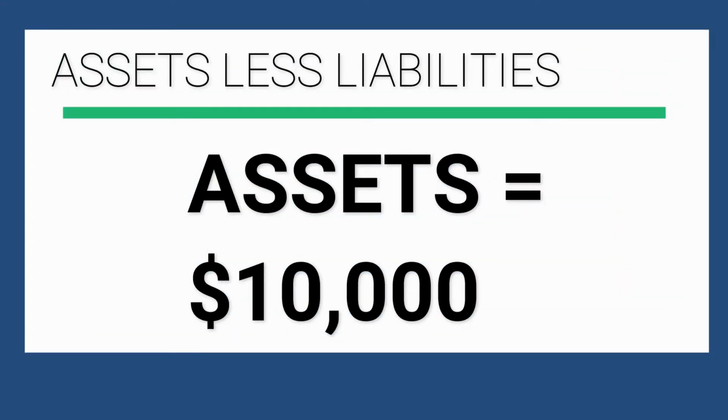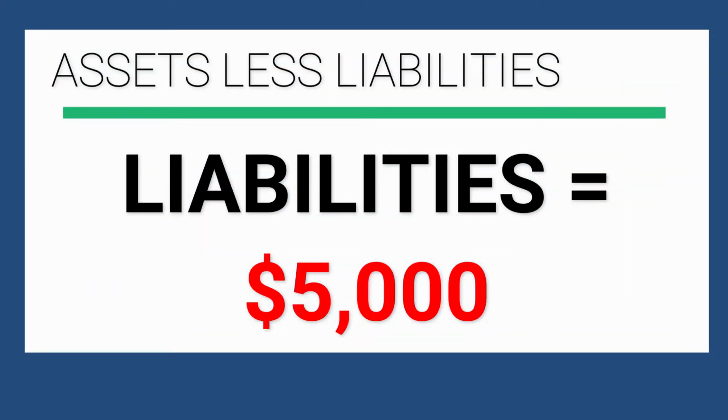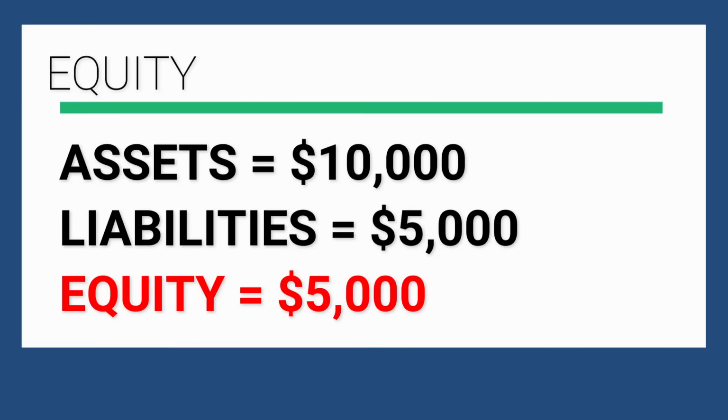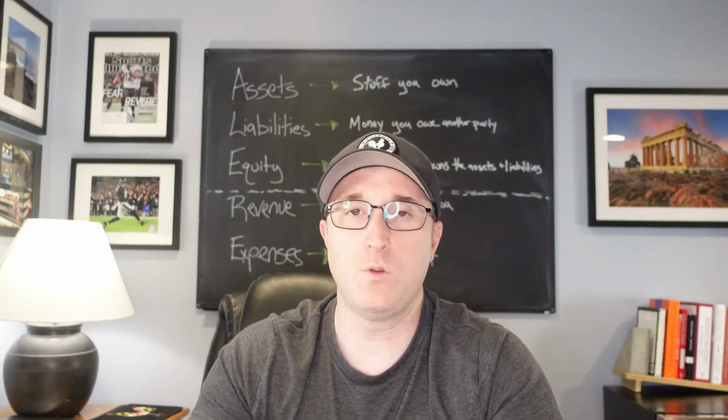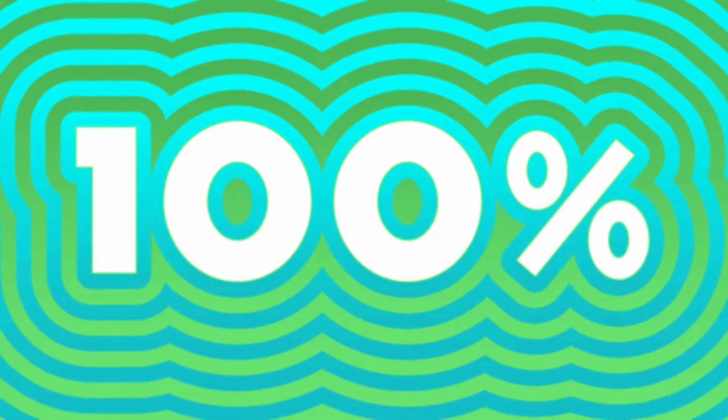So if we take our assets less our liabilities, let's just say you have $10,000 in assets and you owe $5,000 in liabilities, you have $5,000 of equity. These are your assets and your liabilities, and once you subtract the two, that's the equity, what's left over, your net assets. You own 100% of the net assets.